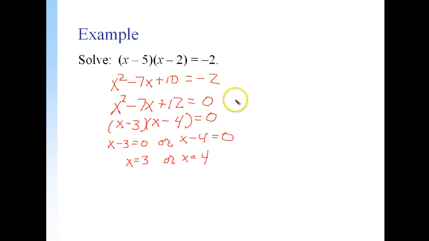Now, if we put either of these roots, these solutions, as x in the original equation, they will work. And again, you had to put this in standard form by foiling the factors, transposing the -2, factoring it, equating each factor to 0. These are your roots.